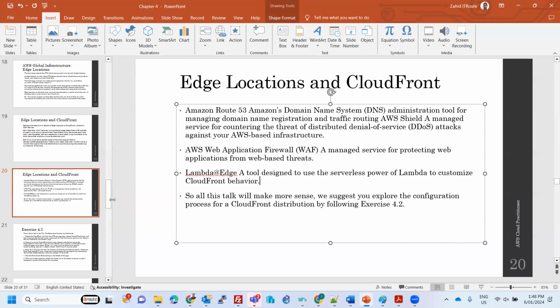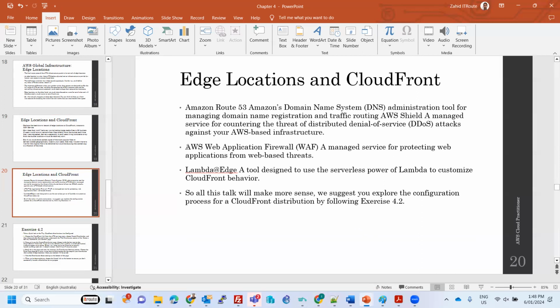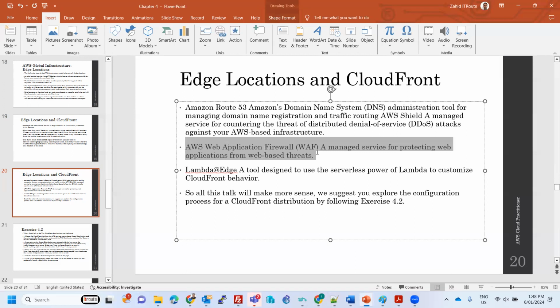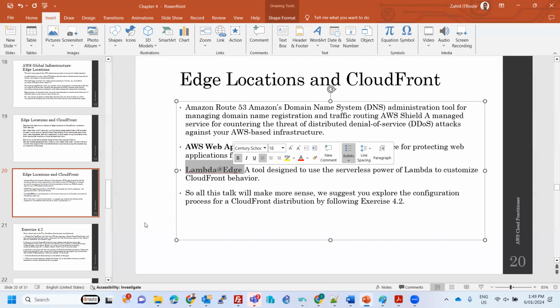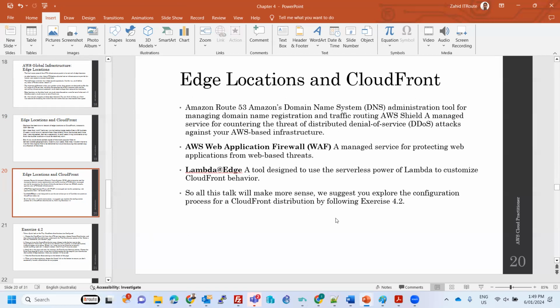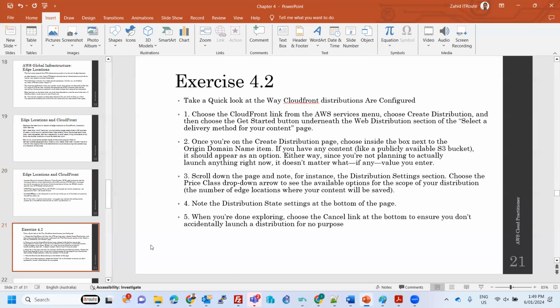So all this talk will make more sense if we suggest you explore the configuration process of a CloudFront distribution by following this exercise. So this is AWS Web Application Firewall. These are the services we have. Then Lambda@Edge, this is another service we have. Yeah, Amazon Route 53, which is the DNS service. So these are the services we have in the edge locations.